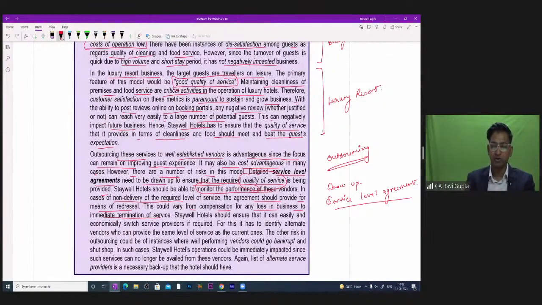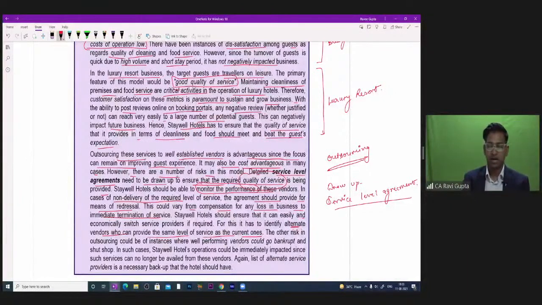The Stay Well hotel should ensure that it can easily and economically switch the service provider if required. One thing should be noticed properly: it should be assured that we are not dependent on only that vendor. Whenever we want, we can economically switch the service provider. For this, it has to identify alternative vendors who can provide the same level of service as the current ones.